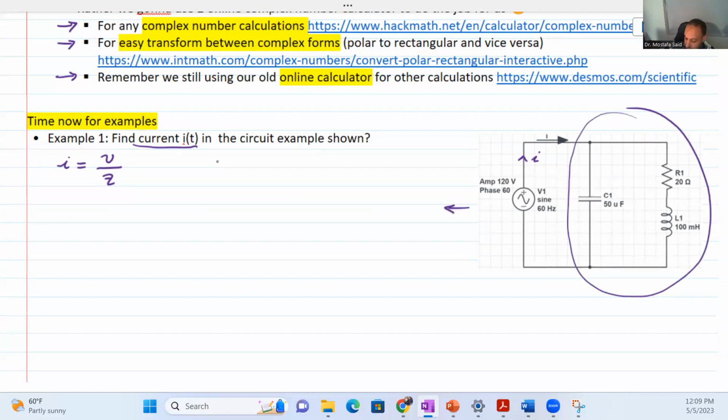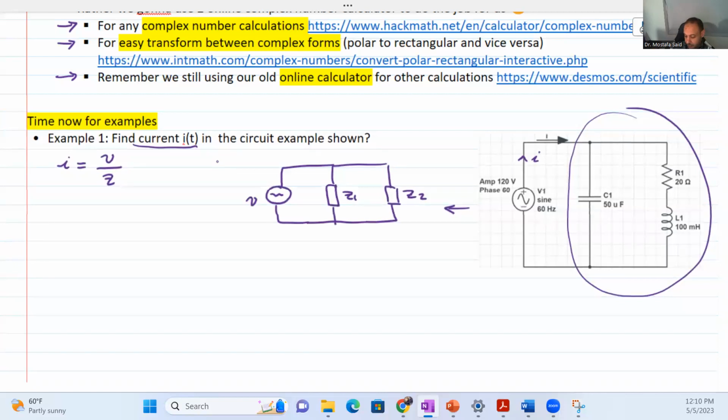So we have three branches. We're going to start with the rightmost branch. We're going to replace everything in it with a box, and we're going to call this box Z2. It's the second branch. Then the middle branch, which has a capacitor, we're going to replace the capacitor with another box, and we call this box Z1. Then we put our source, which we're going to call V. And this is I.